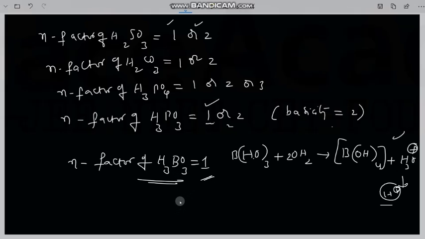It is not 2, it is not 3 also as per the formula. That means boric acid is the best example from the examination point of view. There is a chance of asking this N factor and its calculations.